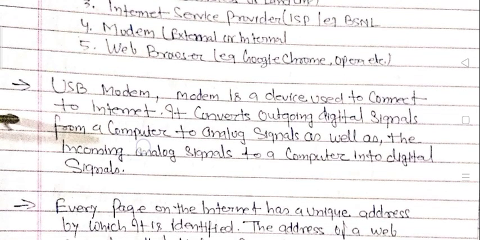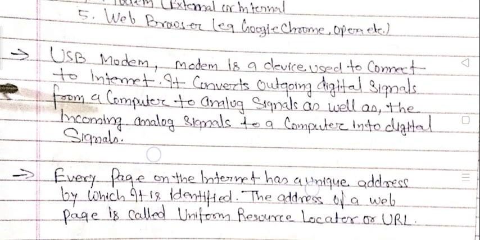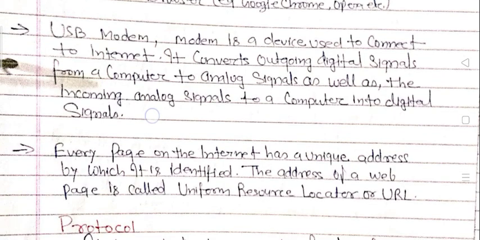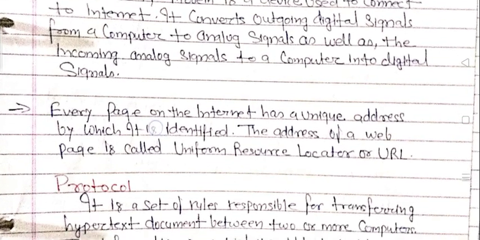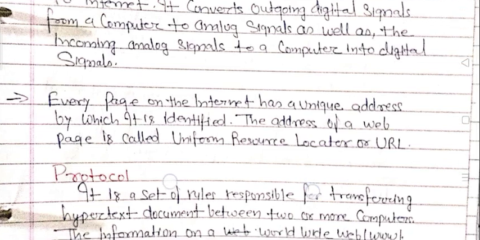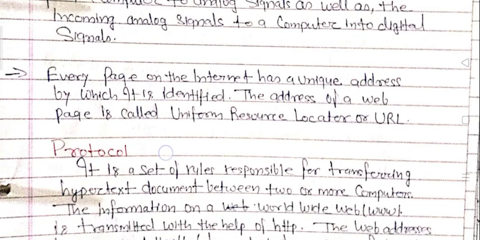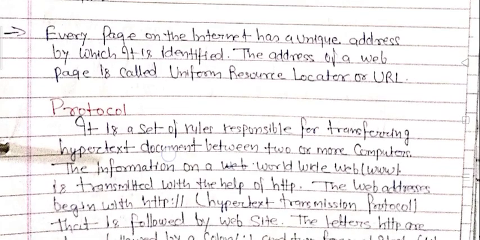USB modem. A modem is a device used to connect to the internet. It converts the outgoing digital signal from a computer to an analog signal as well as the incoming analog signal to the computer into a digital signal. Every page on the internet has a unique address by which it is identified. The address of a web page is called Uniform Resource Locator or URL.